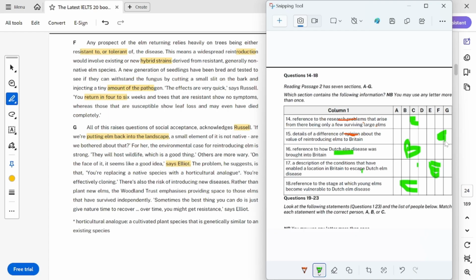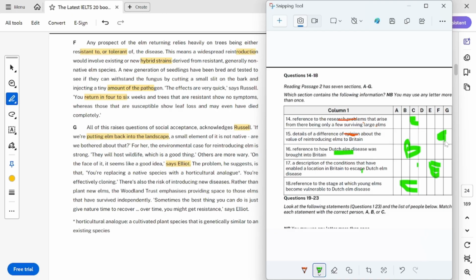Now here is the most important lesson of the exercise. Don't try to find the exact words from the question in the passage. IELTS loves paraphrasing. For example, research becomes study. Few survive, large elms becomes a small number of mature survivors. Difference of opinions becomes one person supports the idea while the other has concerns. Conditions that enable survival becomes strong winds from the sea contribute to survival, and the stage at which they become vulnerable becomes the trunk reaching 10 to 15 centimeter diameter.